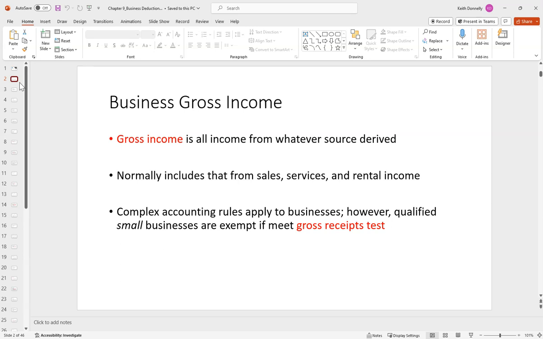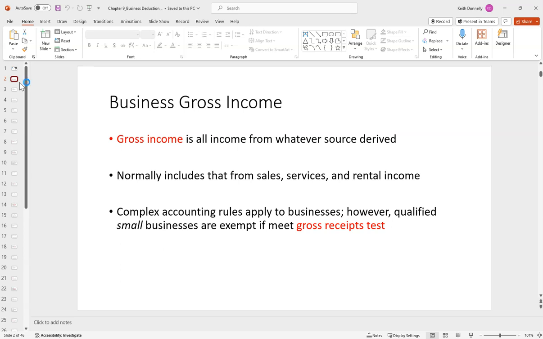So starting here with gross income, this is going to be a broad inclusive concept, namely all income from whatever source derived. And when you're talking about a business, this would be things like your sales, the services you provide, rental income if you're a landlord. So you just think, this is the income from the business, what you would foresee and be reasonable.